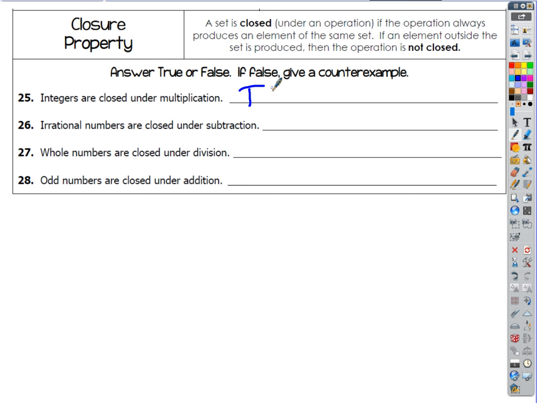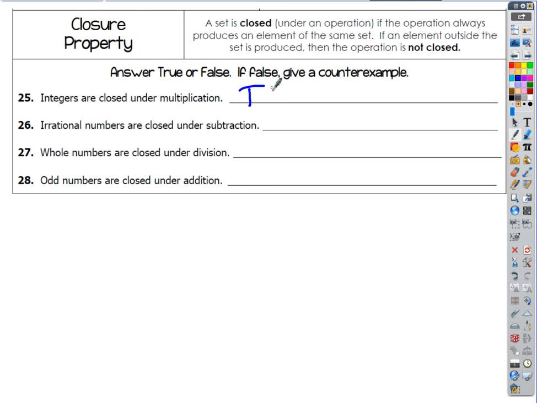What about the next one? The set of irrational numbers is closed under subtraction. I can find lots of examples where that's true. The square root of 3 minus the square root of 2 is still some crazy irrational number, right? How many counterexamples do I have to find to disprove that? Just one. If I can find one example where it's not true, then it's false.